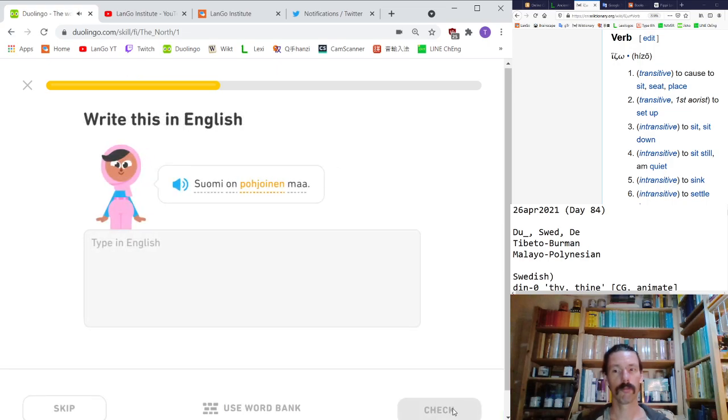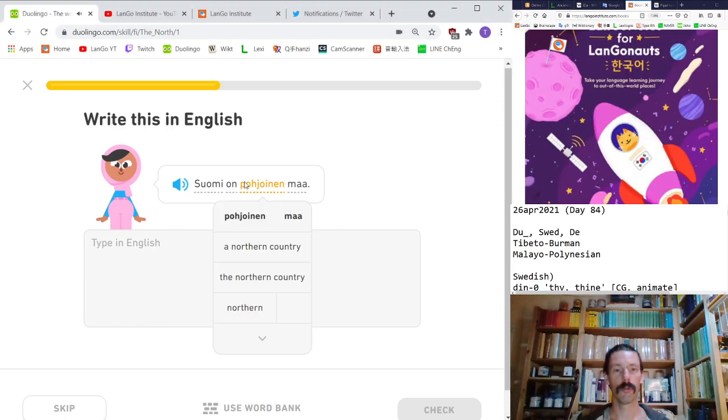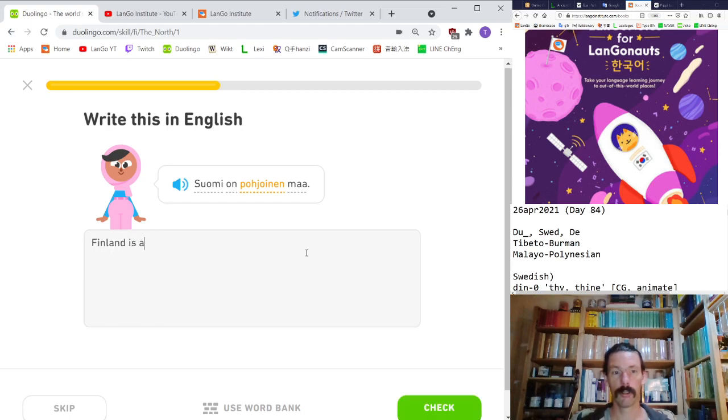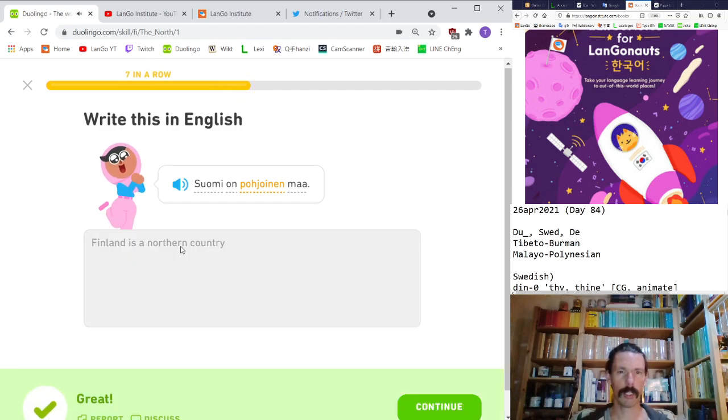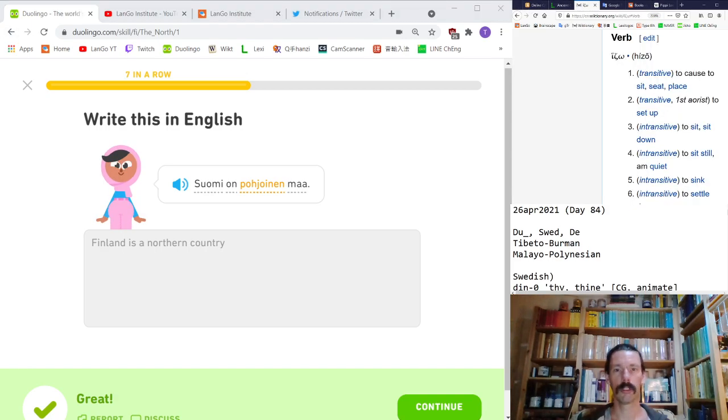Suomi on pohjoinen maa. Pohjoinen, a derived adjective. Northern. North, northern. So this is the noun phrase, these two together. That's filling out the verb phrase, the predicate. Suomi, Finland, is northern country. My guess is that pohjo would be a noun for north. Let's take a look.